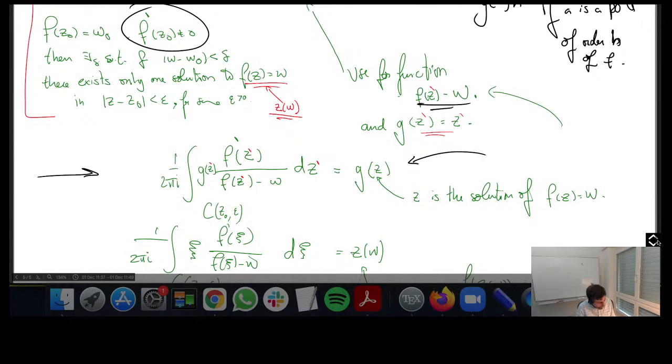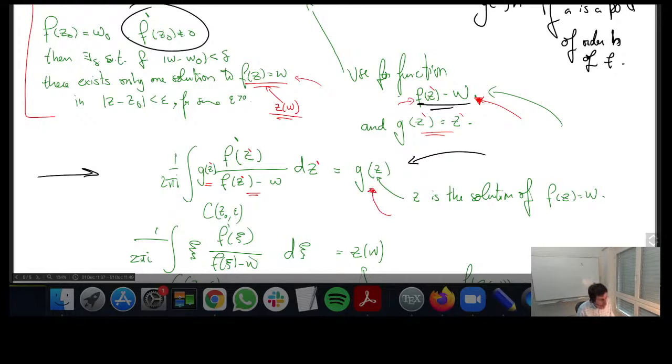If I do that with the function f of z minus w, I get 1 over 2 pi i integral of g times the logarithmic derivative of this function, okay? It's equal to, right, there's only one zero in this neighborhood. There's only one solution to this equation. There's no poles because this function was analytic. And so in the argument principle stuff, there's only one term, right?